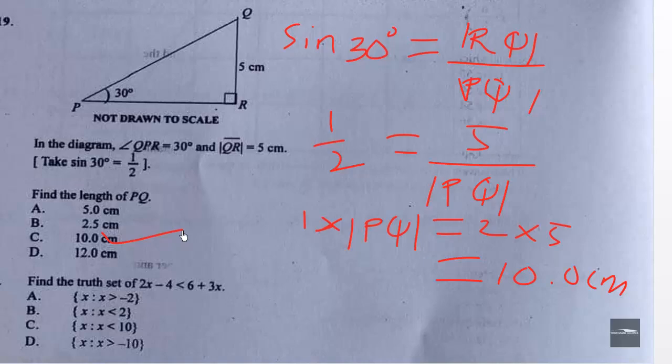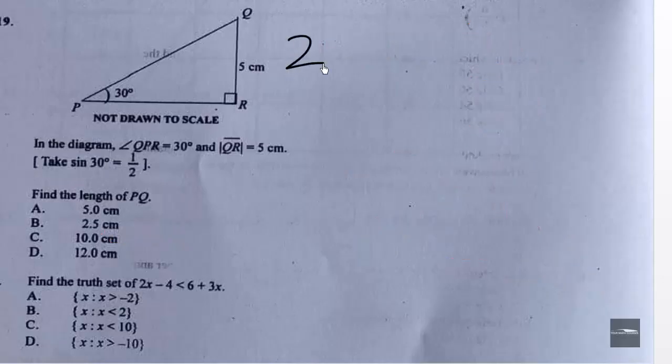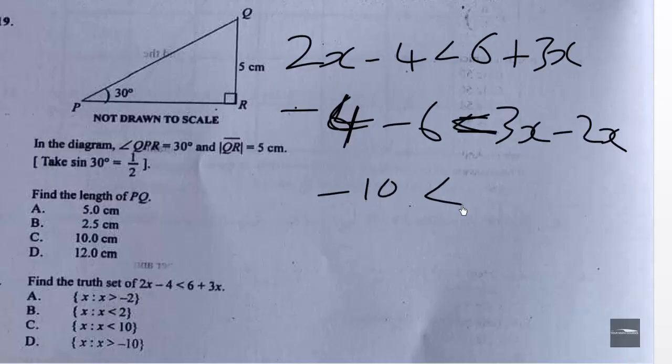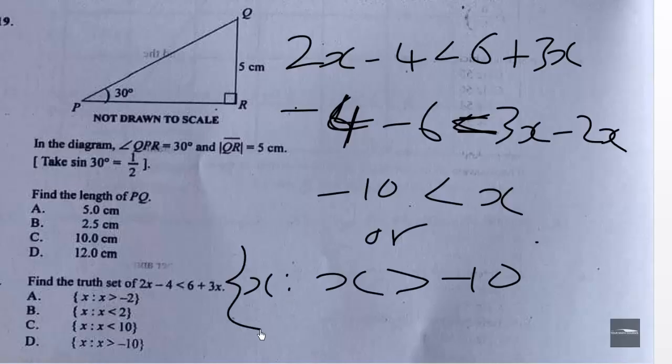Now for the inequality, we have to find the truth set. How do we do that? So the inequality 2x minus 4. We first of all group like terms. So negative 4 minus negative 6 equal 3x minus 2x. So x will be greater than negative 10. X is greater than negative 10. So the correct answer is option D.